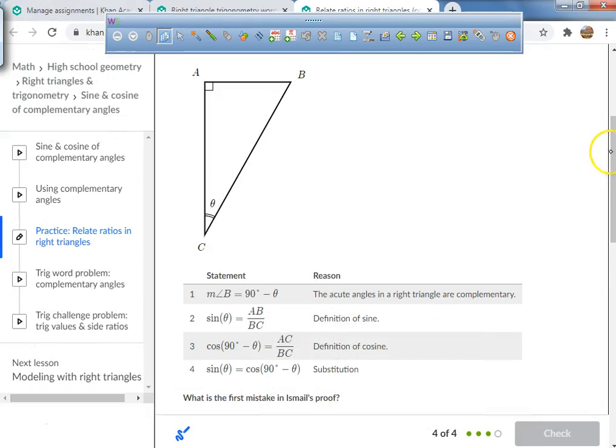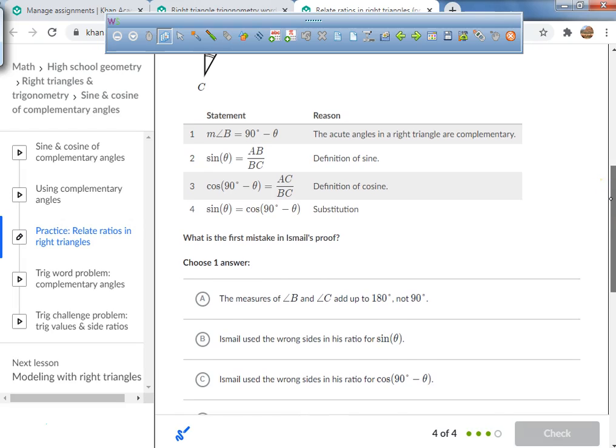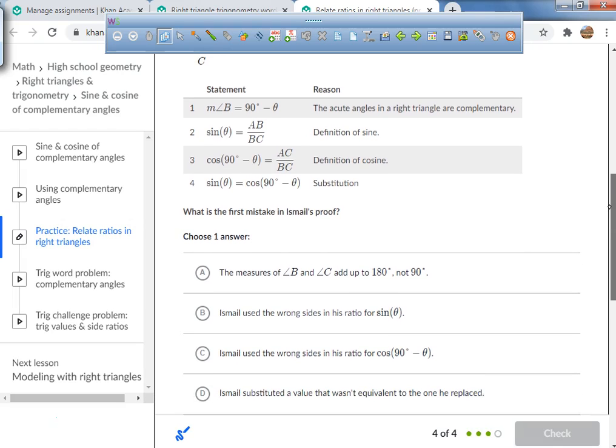So I'm going to say step number 3. He used the wrong sides in his ratio for the cosine of 90 minus theta. I'm going to say that is where he went wrong.